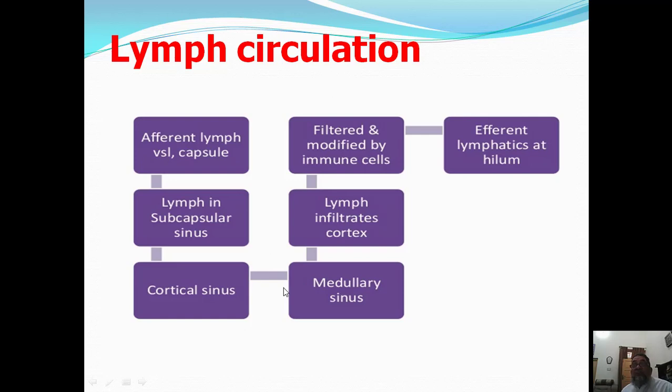From the medullary sinus, it is further purified with the help of reticulocytes as well as the macrophages lining the medullary cord. वहाँ पे over here further purification of the lymph will take place, ultimately draining at the hilum as the efferent lymphatics. So the efferent lymphatic carries clean lymph. It is not dirty, it is purified, and then it is poured into the circulation by various lymphatic ducts.